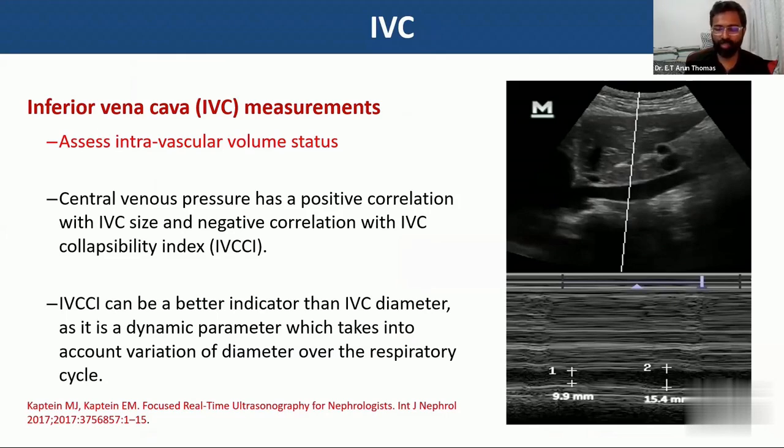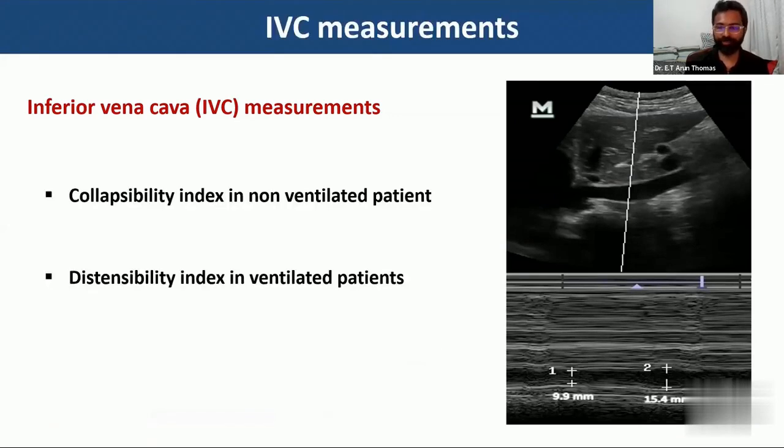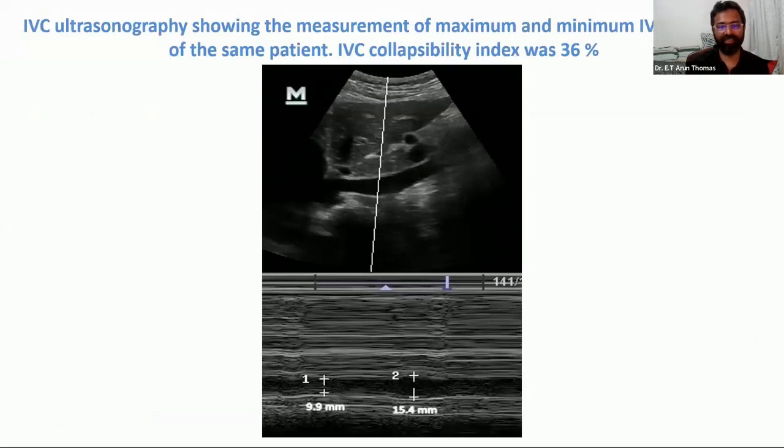M mode is a mode in the ultrasound. Just press the M button, place the white line at the area where you want to take the measurement, and take the maximum measurement and the minimum measurement. Maximum will be during expiration, minimum will be during inspiration. Maximum minus minimum divided by maximum is the collapsibility index. Always keep in mind that for a non-ventilated patient it is collapsing, but if the patient is mechanically ventilated, it is distension, because the IVC distends during inspiration. So it is altered, it is the opposite. So we call it the IVC distensibility index.